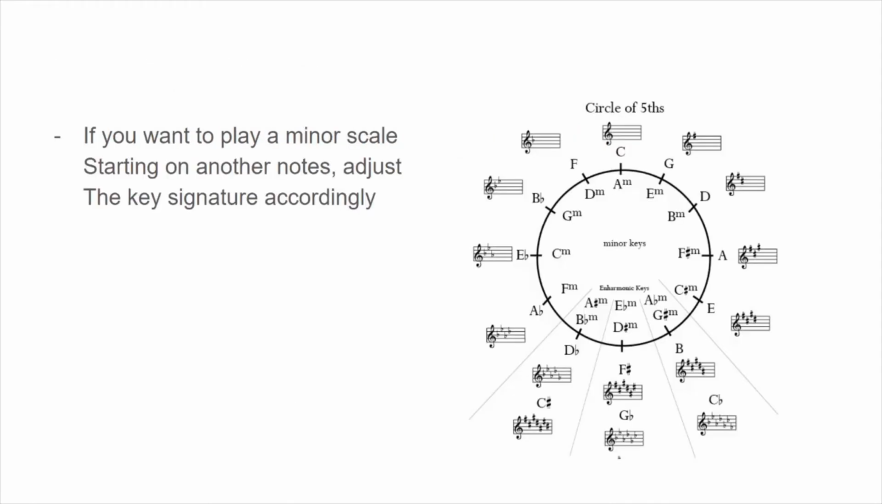And just like the major keys, the same rule applies to the minor keys. If you want to play a minor scale starting on any other note, the key signature will be adjusted accordingly. For example, in E minor, there will be one sharp in the key signature, and in other keys such as C minor, there will be 3 flats.